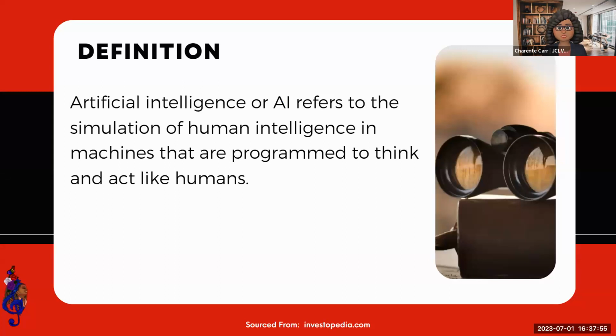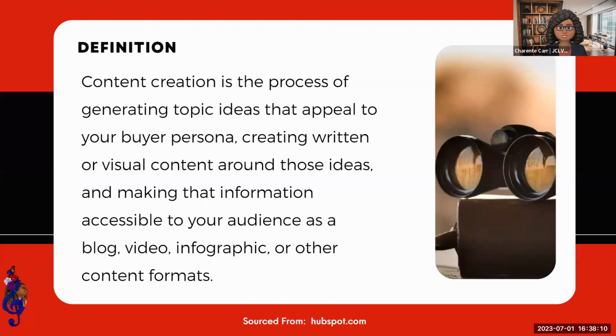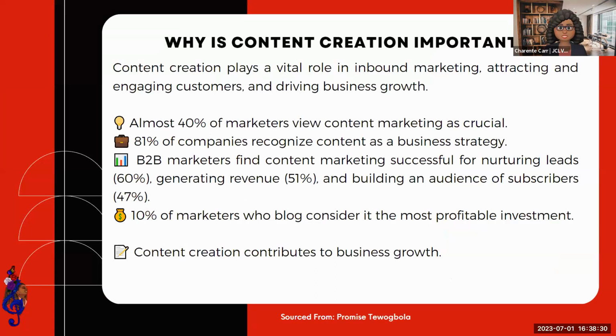AI is artificial intelligence, referring to the simulation of human intelligence in machines that are programmed to think and act like humans. What is content creation? Content creation is the process of generating topic ideas that appeal to your buyer persona, creating written or visual content around those ideas, and making that information accessible to your audience as a blog, video, infographic, or other content formats. Okay, now you know what AI is, and now you know what content creation is.